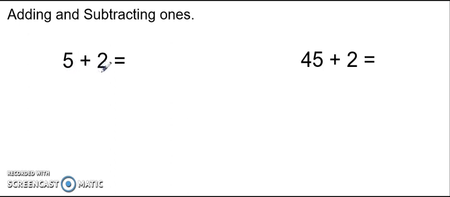Here we have 5 plus 2. Both the 5 and the 2 only have a ones digit. If I were to draw 5, it would look like this, 5 ones. And if I were to draw 2, I would draw my 2 ones. And then I could add them together, and together 5 plus 2 equals 7 ones.